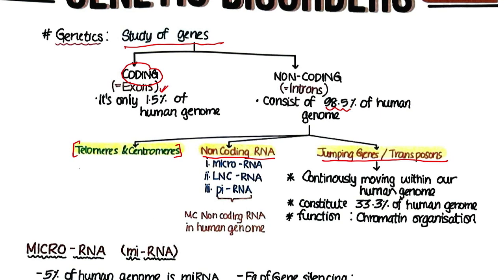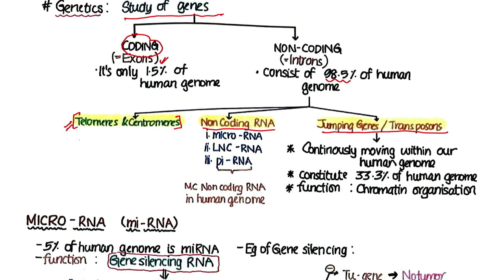Telomeres and centromeres are structural parts of a chromosome. Non-coding RNA has different functions. There are three types of non-coding RNA: microRNA, long non-coding RNA, and piRNA. Jumping genes or transposons are functional in chromatin organization. Jumping genes or transposons move continuously within the human genome.